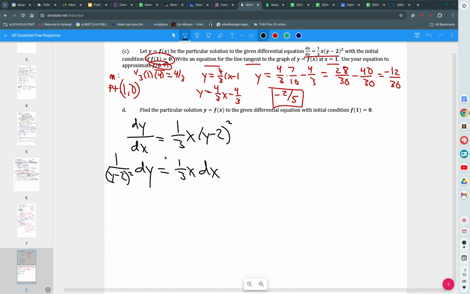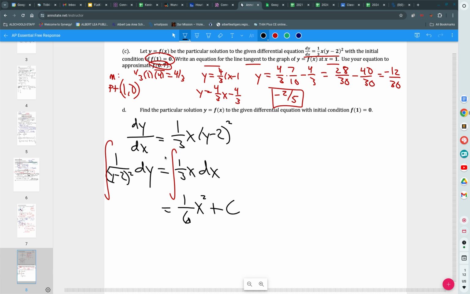Good. Separation of variables will give you a point on the AP exam, just doing that one thing. Now what do I need to do to both sides? Antiderivative, they'll give you a point for finding the antiderivative here as well. The antiderivative of 1 over 3x. It's going to change to x squared, right? So instead of 1 over 3, it's going to be 1 over 6. And I'll have a plus c on there.